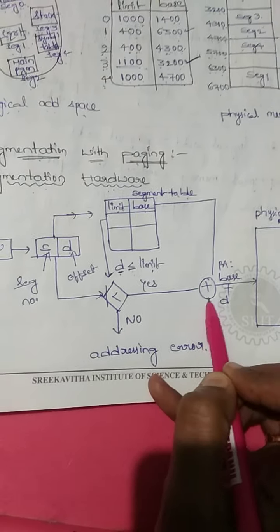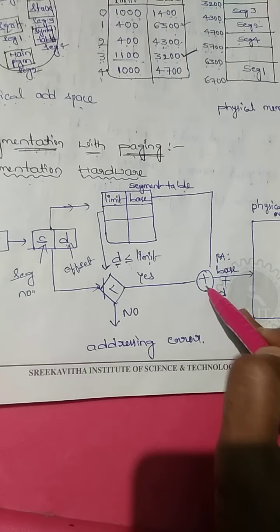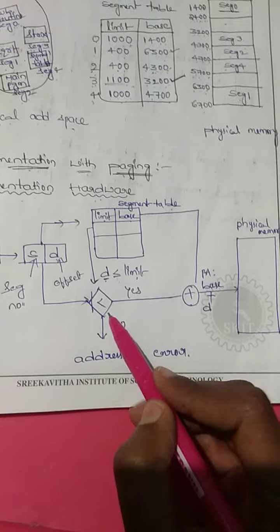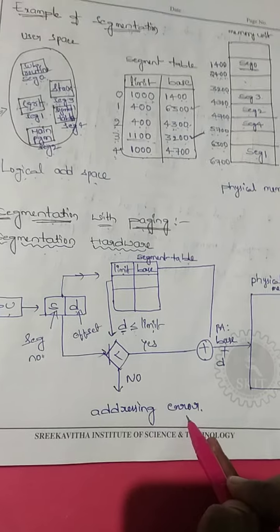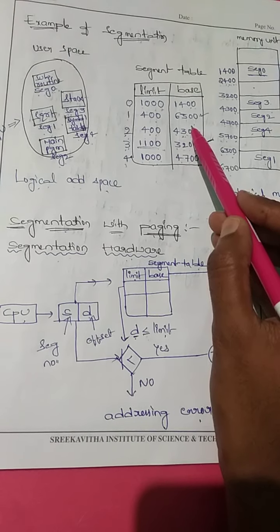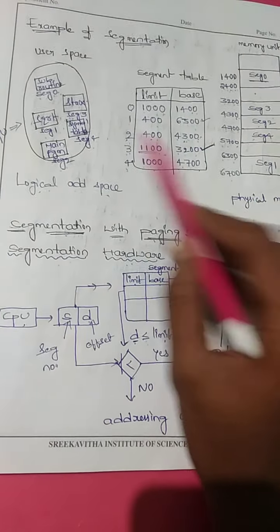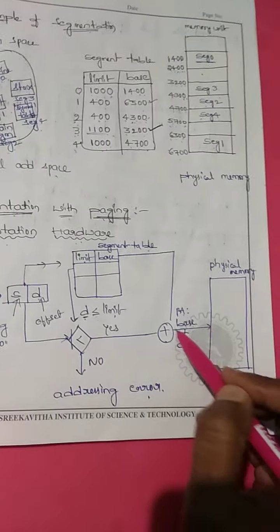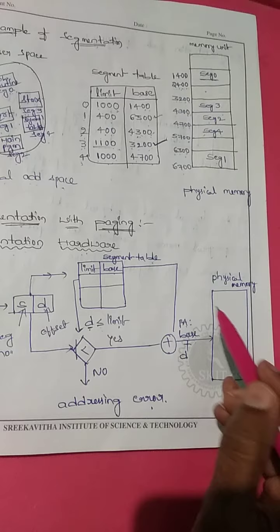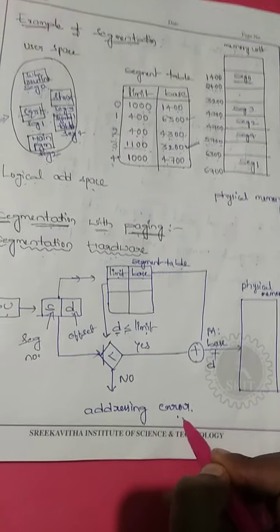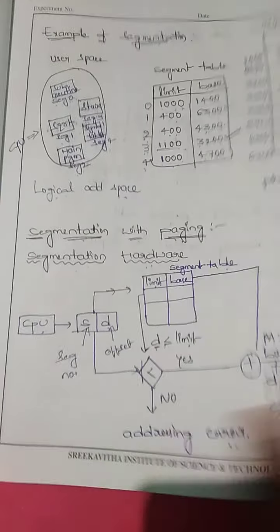If it is true, the base address and the offset are added, and this will be stored in the physical memory. Otherwise, there is an addressing error. So in this way, if the offset is less than the limit, then we can add the physical base address to the offset, and that particular location will be stored in the physical memory like segments. If this condition is false, an addressing error will occur. So this is about the segmentation hardware.